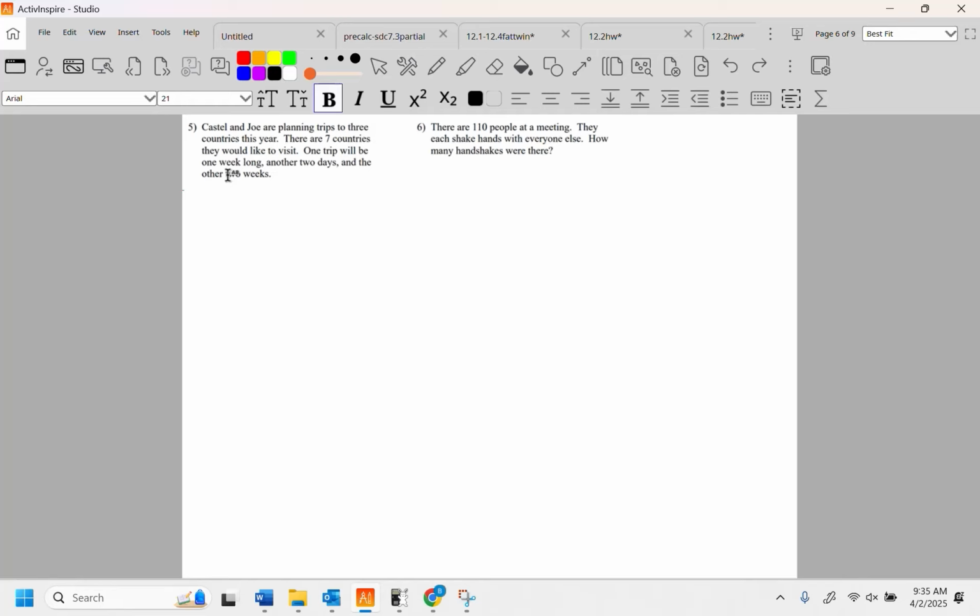Now, Castell and Joe are planning trips to 3 countries this year. There are 7 countries they'd like to visit, but they can only go to 3. And they don't seem to have a preference. The text does not suggest a preference. So order does not matter. That makes it a combination, okay?